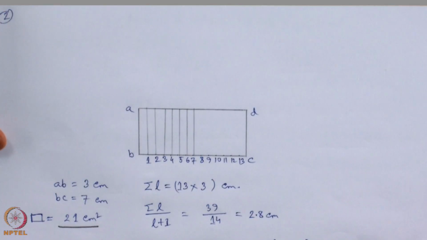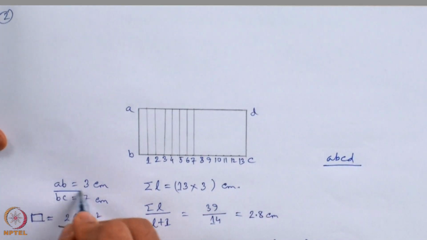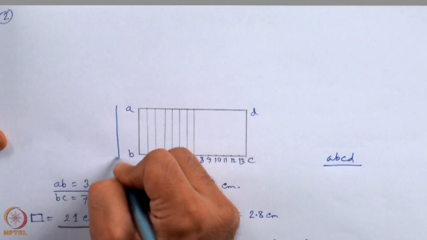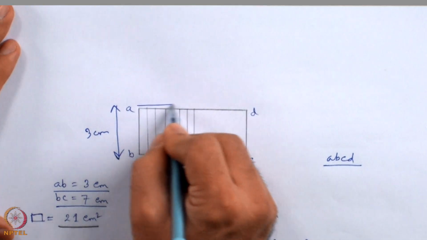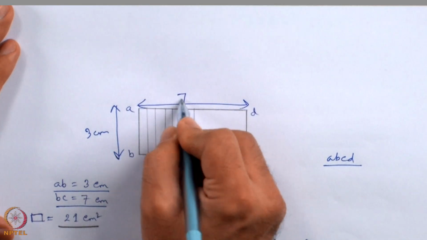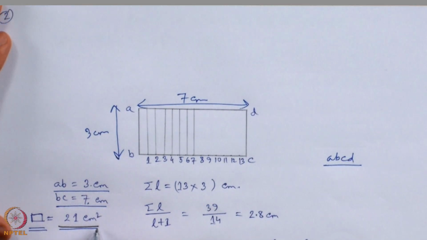What we did with a half circle, now we are going to do with a rectangle ABCD. In this case, the AB length is 3 centimeter, this is 3 centimeter, and the BC length or the AD length is equal to 7 centimeter. So, the area of the rectangle is 3 multiplied by 7 is equal to 21 centimeter square.